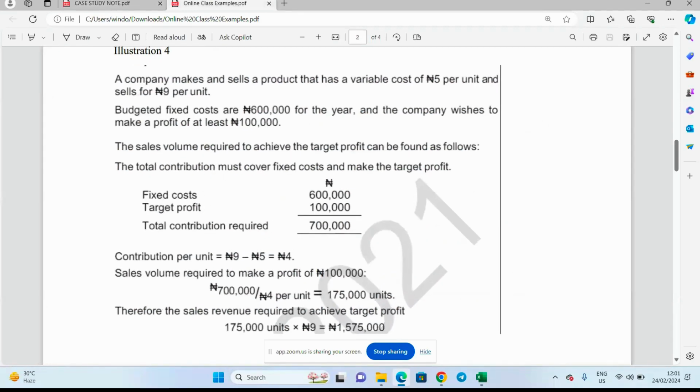A company makes and sells a product that has a variable cost of 5 naira and a selling price of 9 naira per unit. So, Mr. Abu, what is contribution in this scenario? Contribution per unit.